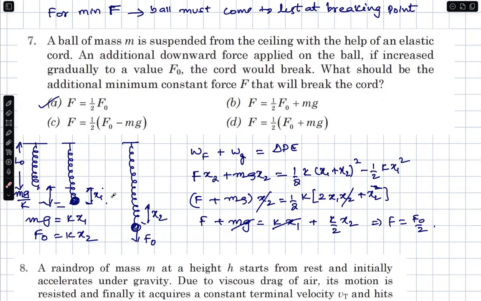Now you started applying some constant force and you are drawing from here to here, whatever it is. Work done by my force plus work done by gravity is the change in elastic potential energy of the spring, according to the law of conservation of energy.